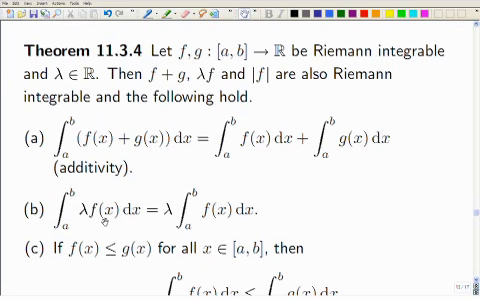Constant times a function is rather easier, actually. You could probably do that one just from the definitions I've given you without doing much work. So you can prove that if you've got a Riemann integrable function and you multiply by a constant, it's still Riemann integrable, and you get what you expect, constant times the integral.